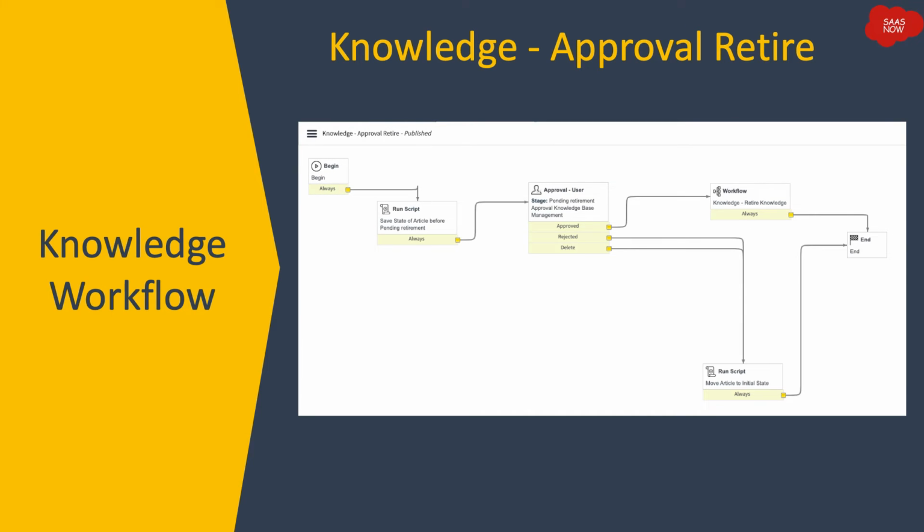Next workflow is knowledge approval retire. This is applied when an article is requested for retiring. It also has one approval activity which requires approval from the knowledge base manager. Once approved, the article gets retired automatically.